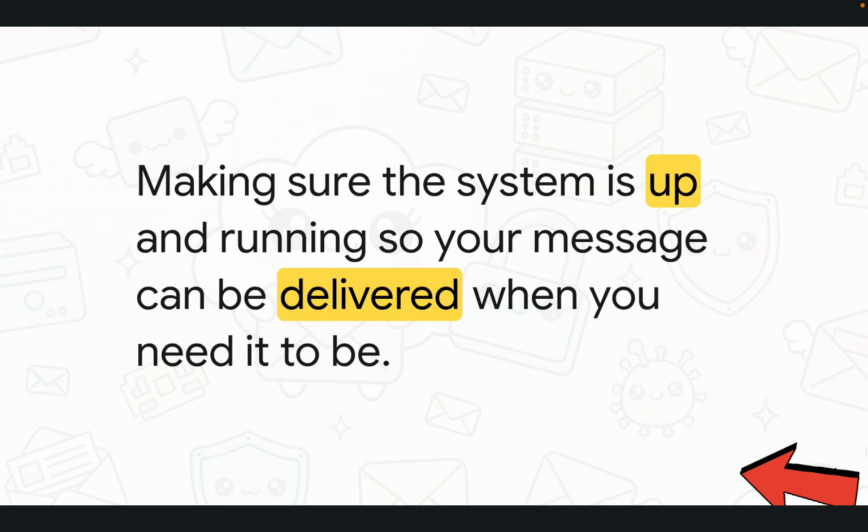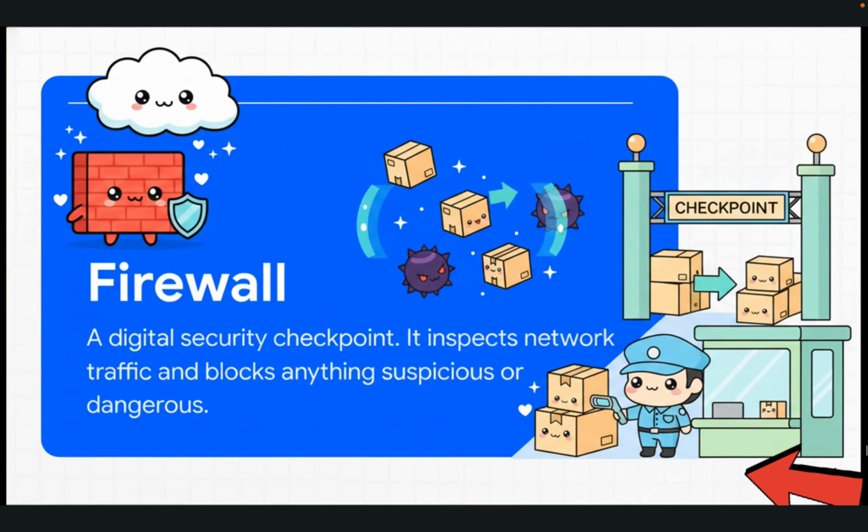And the final piece of the puzzle, the A, is for availability. Because, let's be real, what good are confidentiality and integrity if the whole postal service is shut down? Availability is what guarantees that the system is up and running, so your package can actually be sent and delivered right when you need it to be. So you might be wondering, how do we actually enforce this CIA triad?